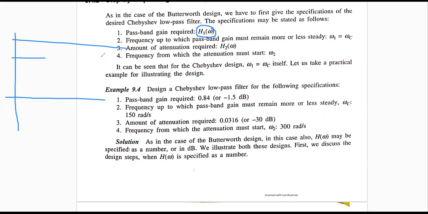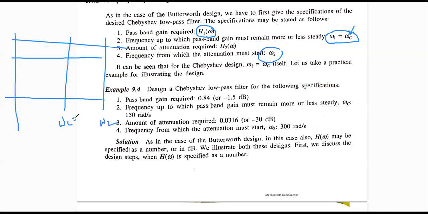There are two terms. So H1 omega should be given to us, the pass band gain. The omega 1 is exactly omega c, and omega c should be given. The gain should be given to us. And omega 2 is the attenuation band, so omega 2 should be given.